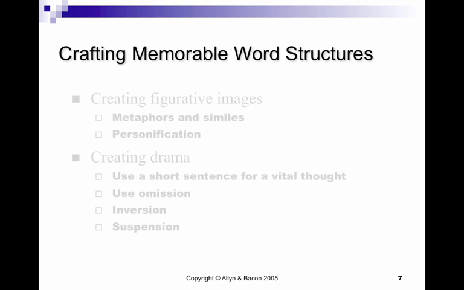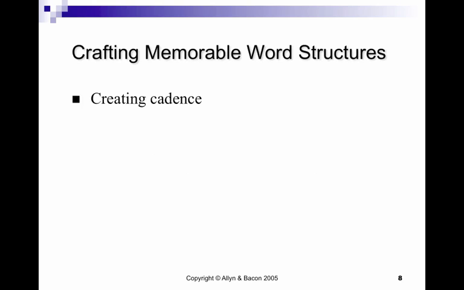In addition to creating figurative images and creating drama, we can also create cadence. And the way we do that is with parallelism. And that's when two or more clauses or sentences have the same grammatical pattern. Again, look at the example in your textbook on page 145. Same number of words is what you're looking for in these phrases, and the same basic subject-verb construction will signify parallelism.